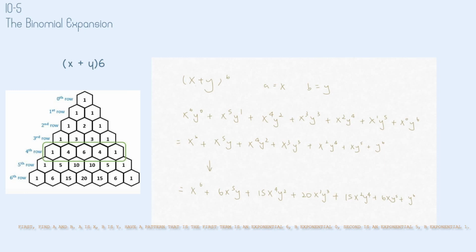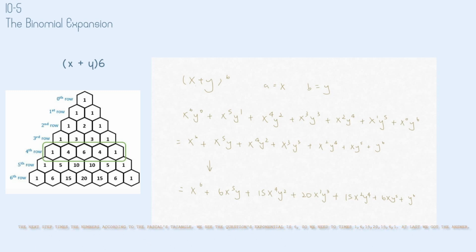First, find a and b. A is x, b is y. There is a pattern: the first term has a with an exponent of 6 and b with an exponent of 0. The second term has a with exponent 5 and b with exponent 1, and then so on. The exponent of a is decreasing, but b is increasing. Like this, we expand the equation.